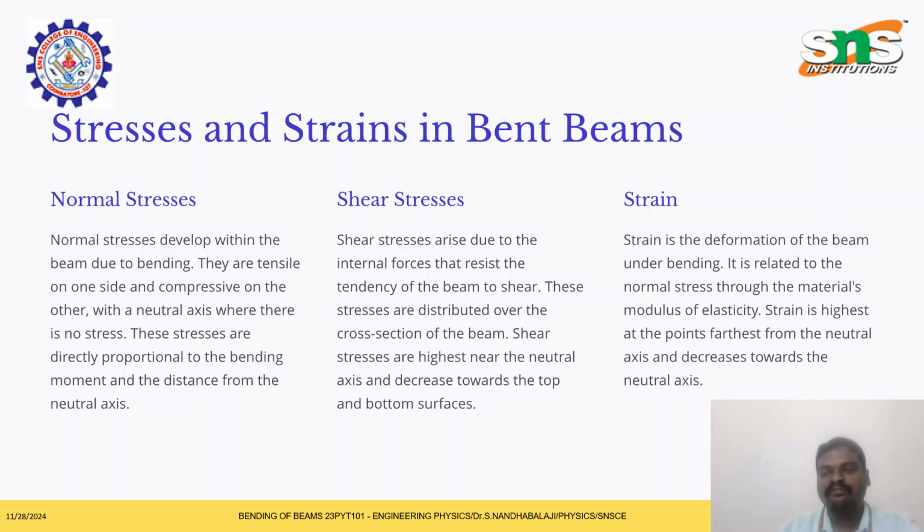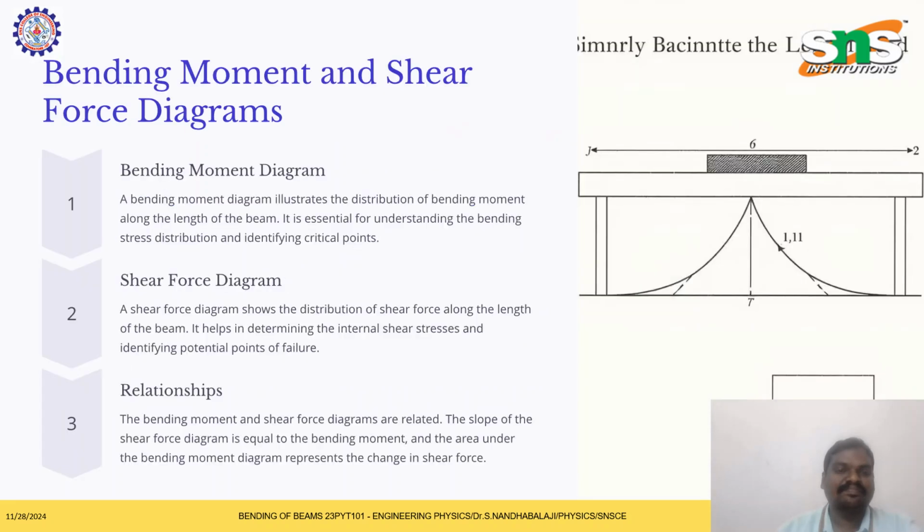Strain is the deformation of the beam under bending. It's related to the normal stress through the material's modulus of elasticity. Strain is highest at the points furthest from the neutral axis and decreases towards the neutral axis.